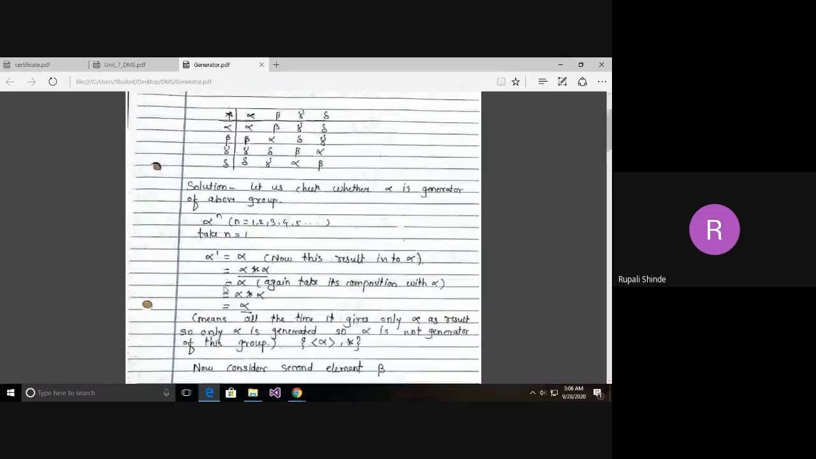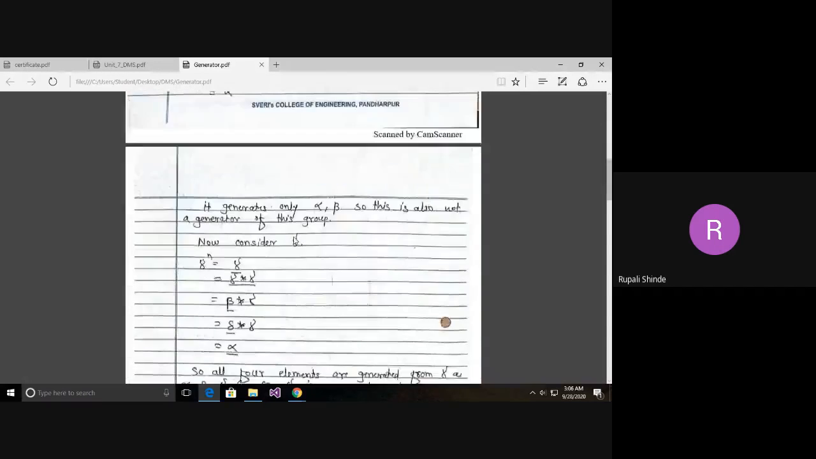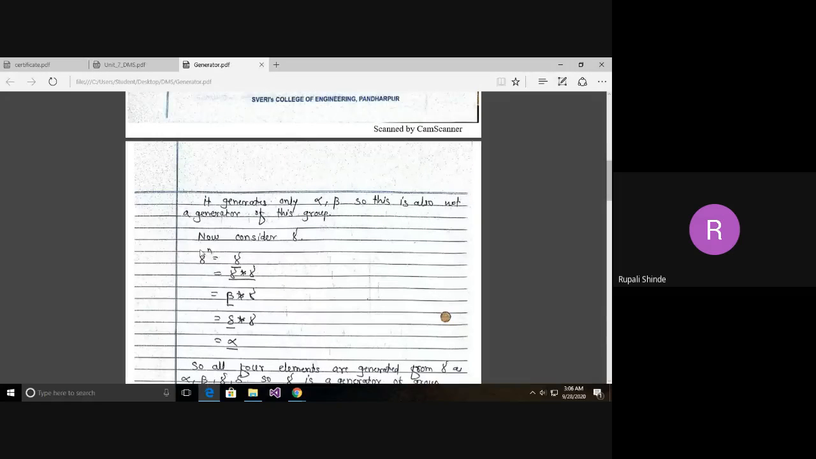So now we have to check for remaining elements. Now consider next element, and that element is gamma. So we have to check whether this gamma is generator. So again take gamma raised to n. So first consider value of this n as 1. So gamma raised to 1, that is equals to gamma. So this is the result. Now we have to take its composition with gamma only.